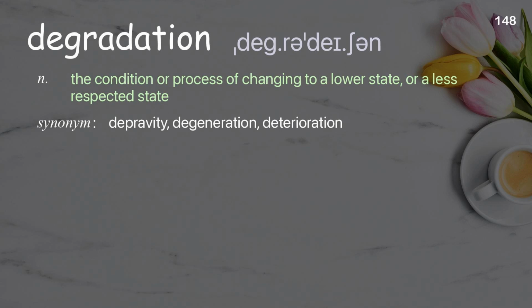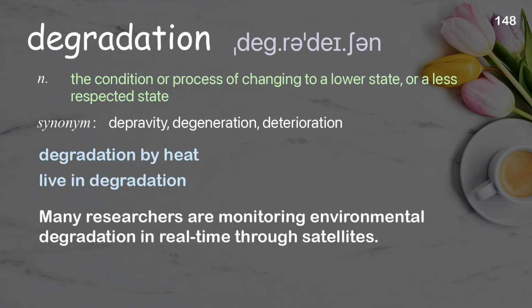Degradation: the condition or process of changing to a lower state, or a less respected state. Examples: degradation by heat, live in degradation. Many researchers are monitoring environmental degradation in real time through satellites.